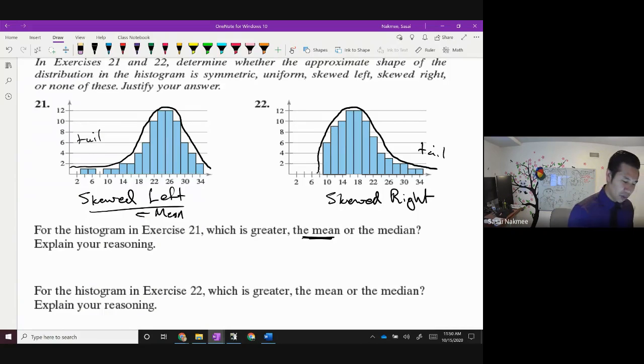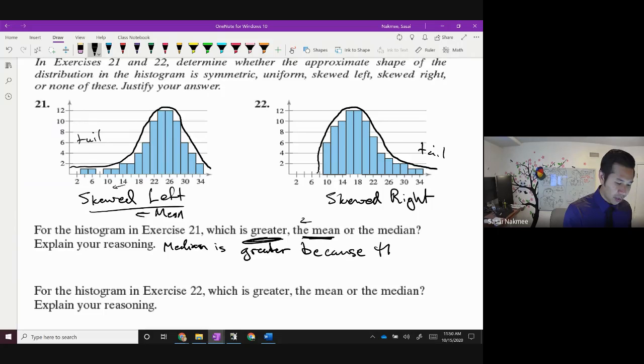So for exercise 21, which is greater? The mean gets pulled to the left side, which is numbers that are less than. So what would be greater? In this case, the median is greater because the mean is pulled to the left, which is less, right?